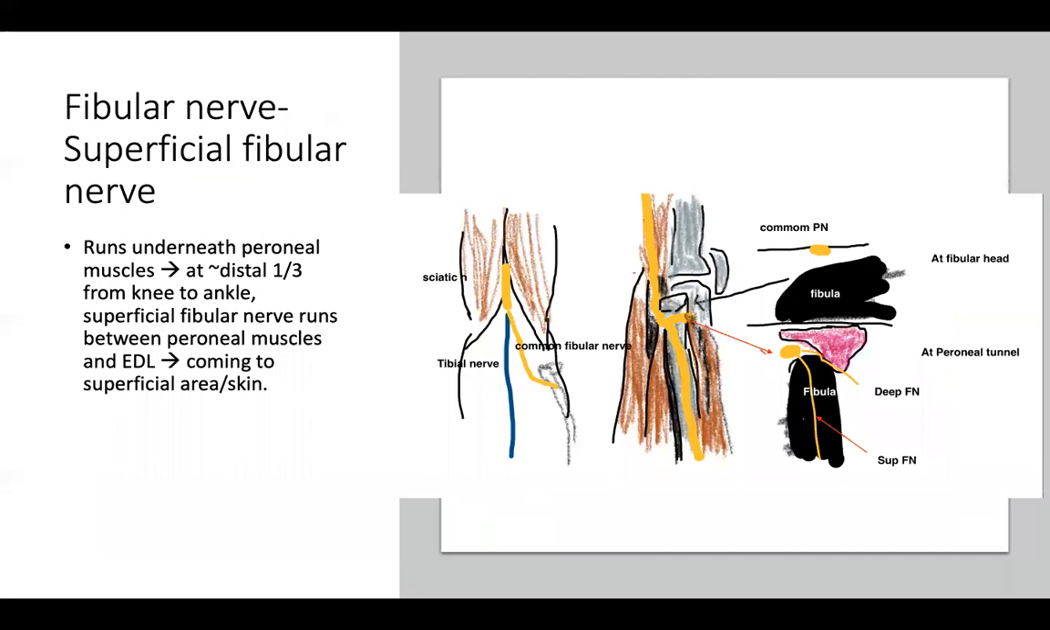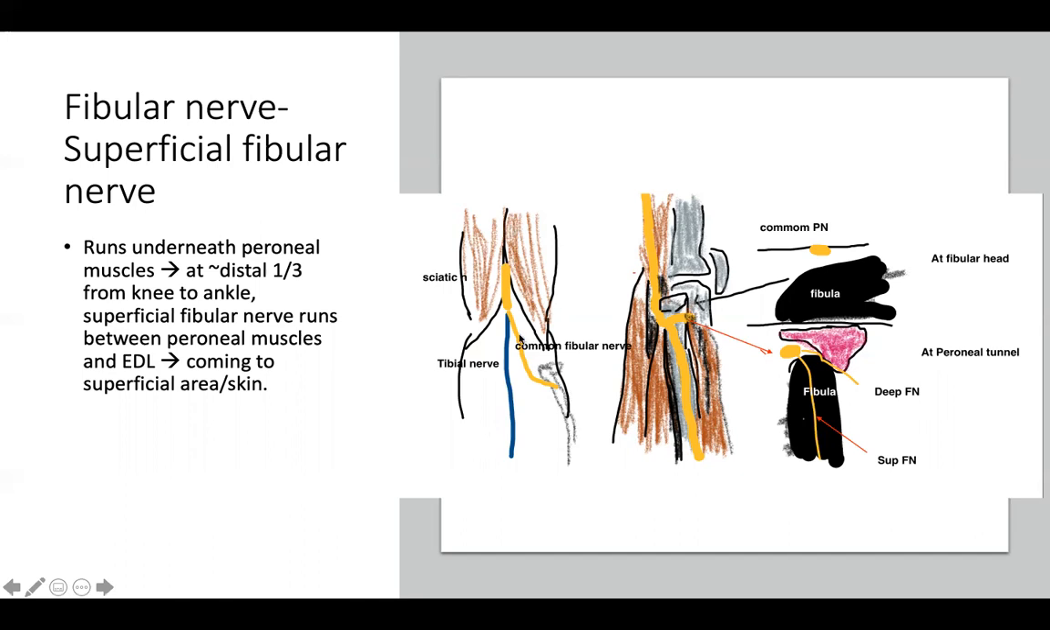For us to understand the anterior tibialis and peroneal muscle nerve supply, I like to go over the fibular nerve or peroneal nerve. So the sciatic nerve runs down behind biceps femoris, long head and short head, and it's going to split just above the knee into a tibial nerve and common peroneal nerve.